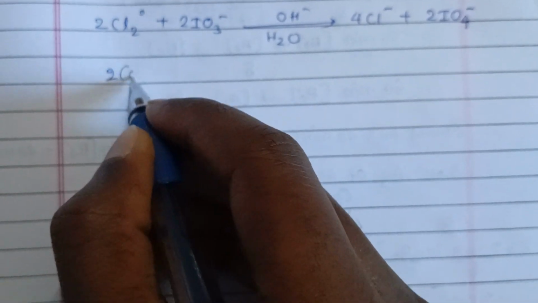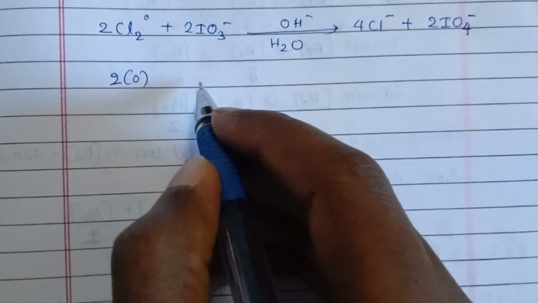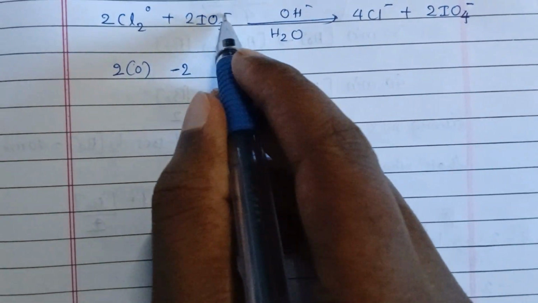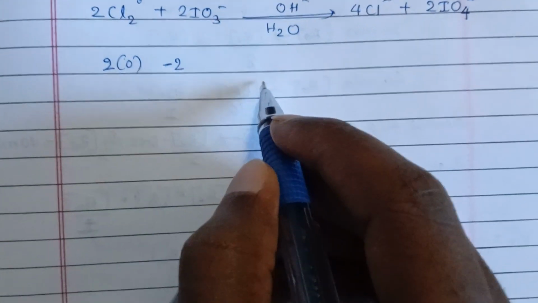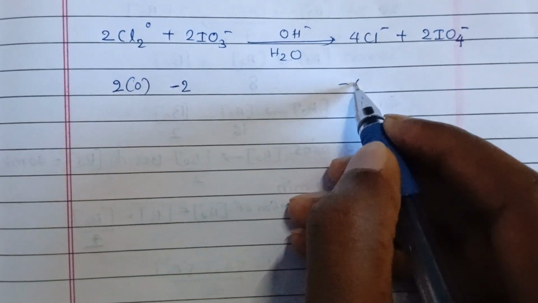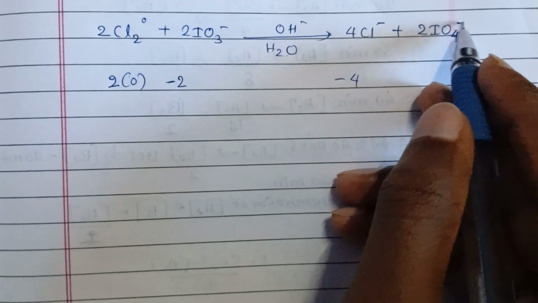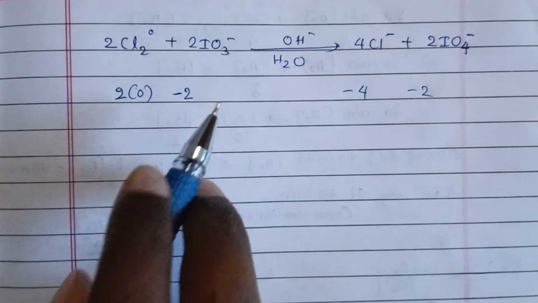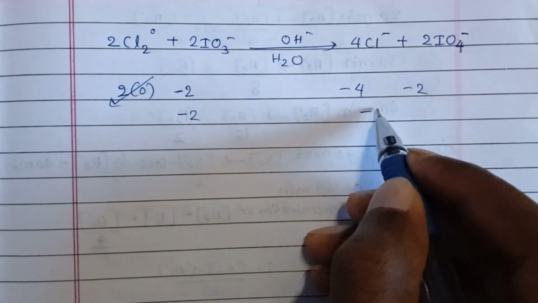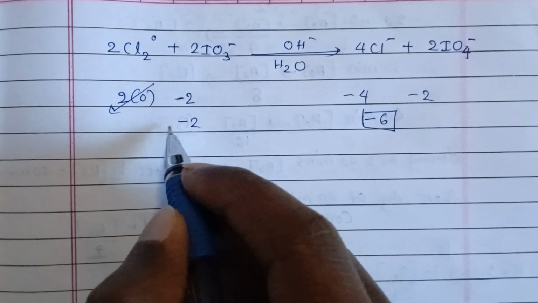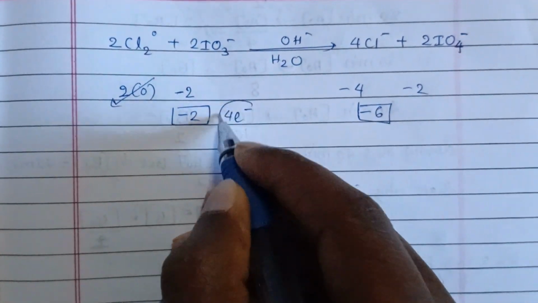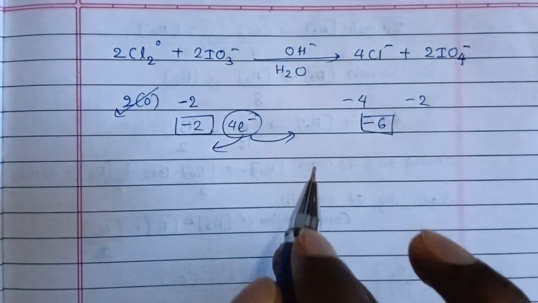Here 2 into 0, it is a neutral molecule, so 0. Here there will be 2 minus, isn't it? Because the net charge is minus and there are 2 of them. And here there are a total of 4 minus, and IO4 minus has a net charge of minus, again 2 minus. So when you compare both sides, this one is 0. Minus 2 is here, minus 6 is there. So you see there is a total difference of 4 electrons on both sides.